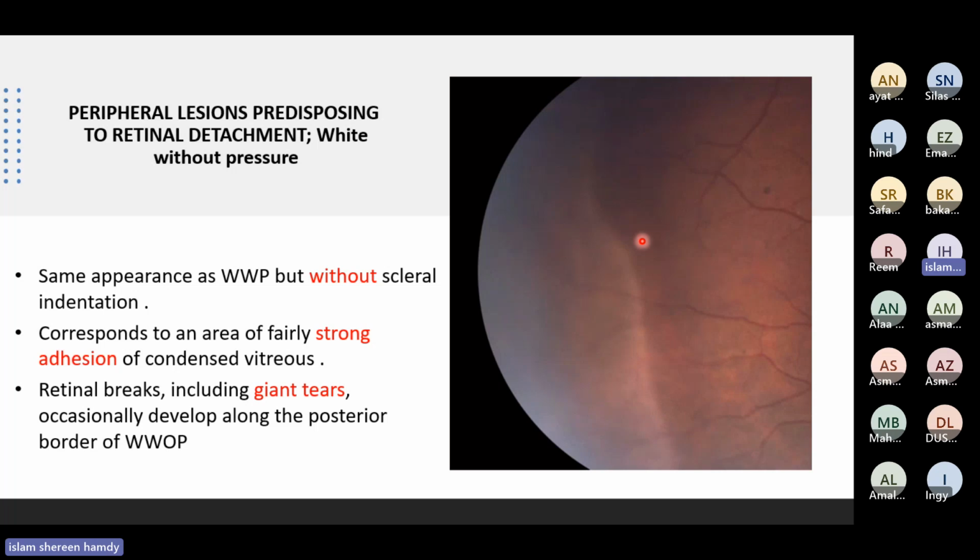And it's good to treat the area posterior. Posterior means towards the posterior pole. So the optic nerve is here, for example. This is anterior towards the ora serrata. This is posterior. So we go and treat the posterior edge of the white without pressure with prophylactic laser treatment. Okay, is that clear for you?